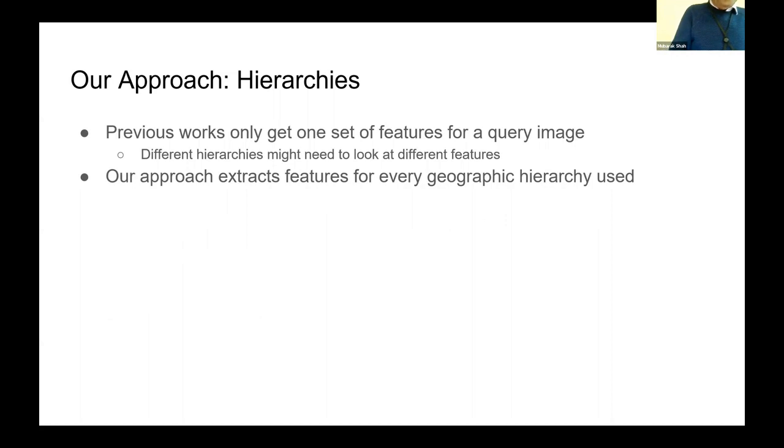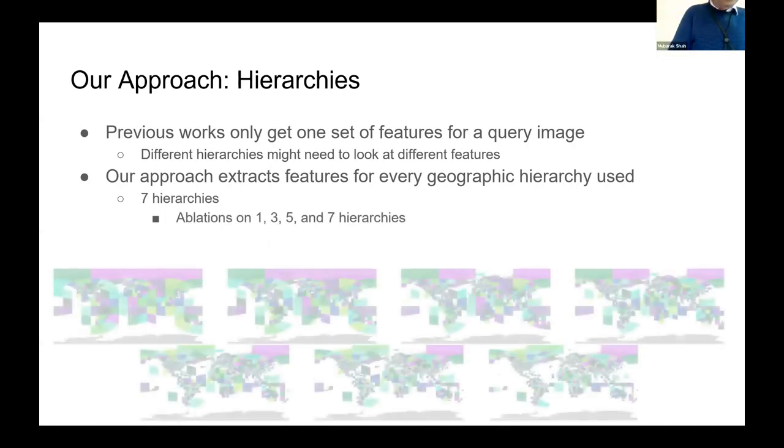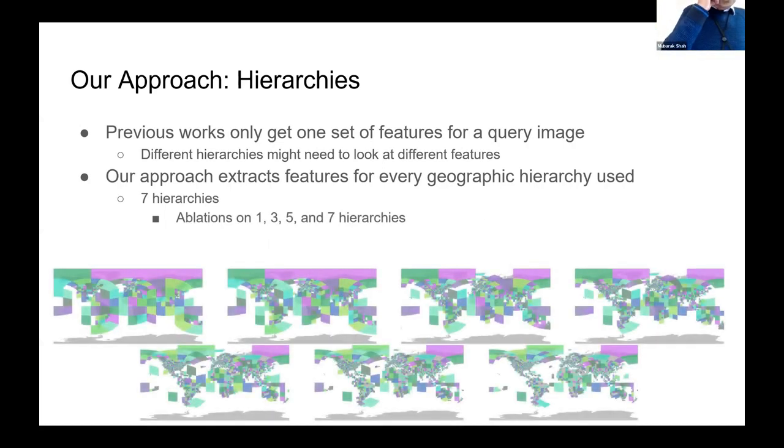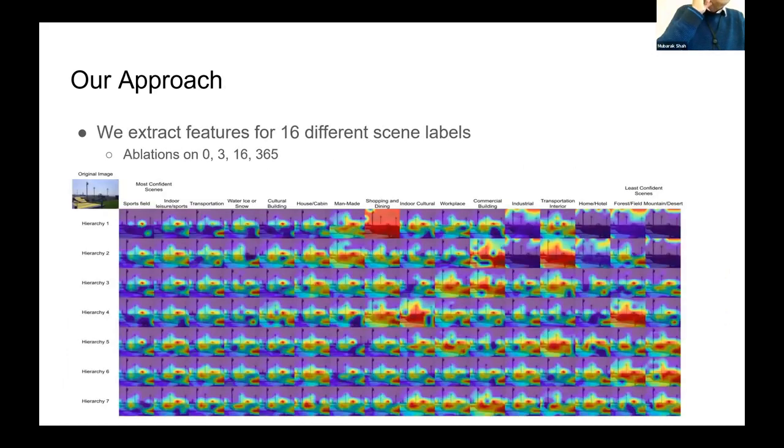Our approach accepts features for every geographical query. We have 7 hierarchies, and we did an ablation on different hierarchies. We found 7 to be good, and these are the hierarchies. As you see, as we go down, we have smaller and smaller cells, and then we have 16 scenes. We also did an ablation on the number of scenes, and these scenes are shown here: sports field, transportation, cultural building, workplace and hotel, homeland, home, and so on.